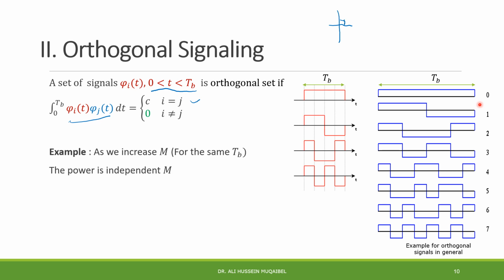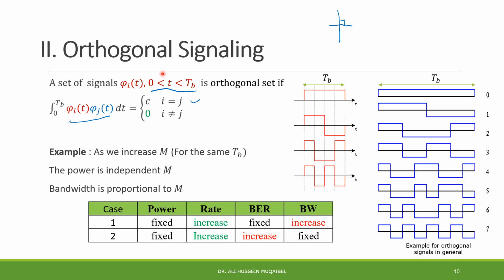Now, if we increase M, the number of levels, assuming that we keep T_B the same, you can see that the power does not increase, assuming that we're using positive and negative. So the power is independent of how many different shapes we add here. The second thing, you can see that the bandwidth is now proportional to M, because as you increase, you have more changes within the bit duration. More changes means more bandwidth. So the bandwidth is proportional to M.